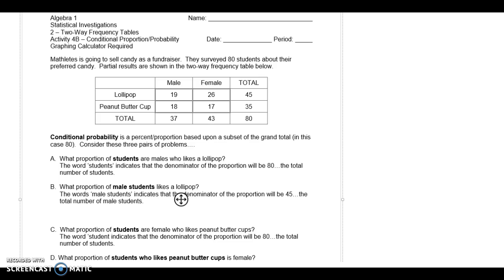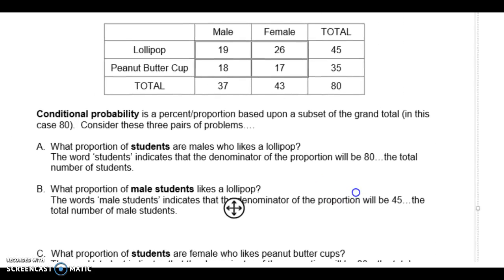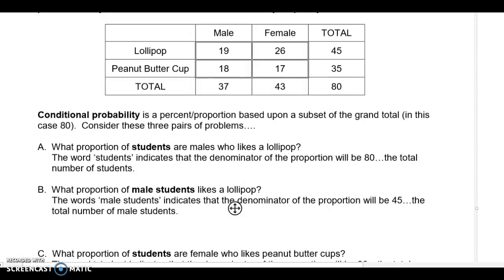So in part A here, it says, what proportion of students are male who like a lollipop? So students is the entire population. So in this case, our denominator will be 80. Right? Proportion of students means the proportion of everybody altogether. In B, it's a little different, though, because now we're looking for the proportion of male students. We're not looking at 80 anymore. There's a little typo here. It's not 45 either. The number of male students is 37.